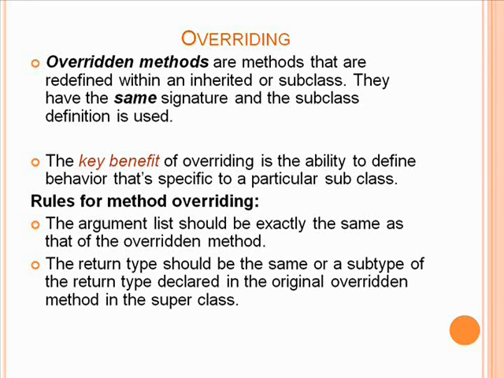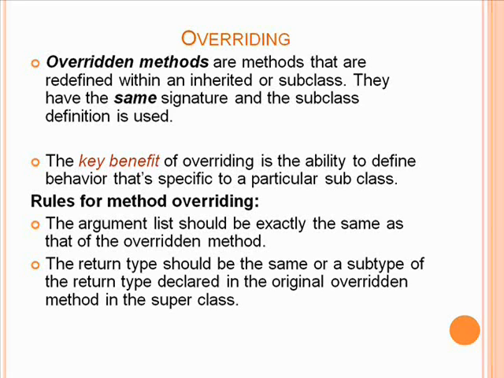Overridden methods are methods that are redefined within an inherited or subclass. They have the same signature and the subclass definition is used. The key benefit of overriding is the ability to define behavior that's specific to a particular subclass. Here we have listed some rules for method overriding. Basically, it should satisfy the following rules.